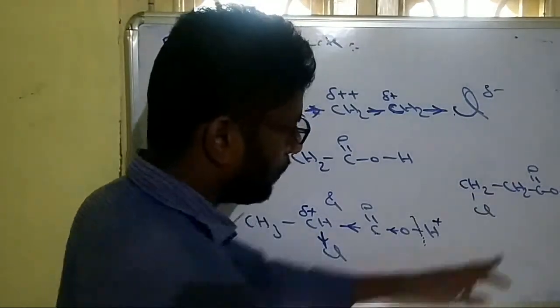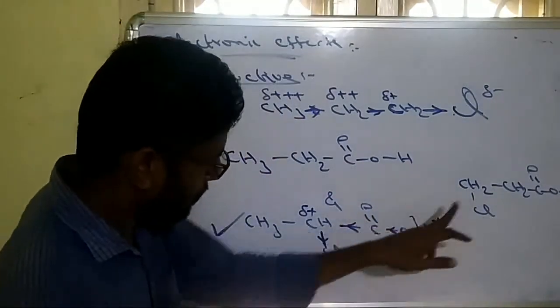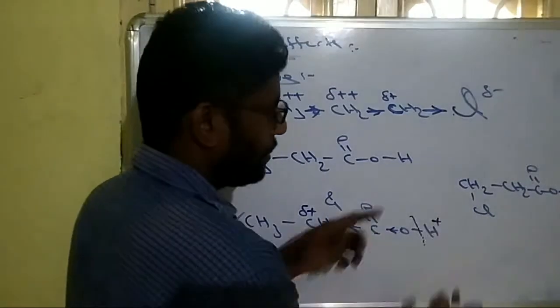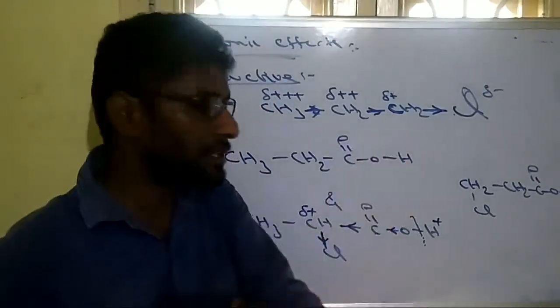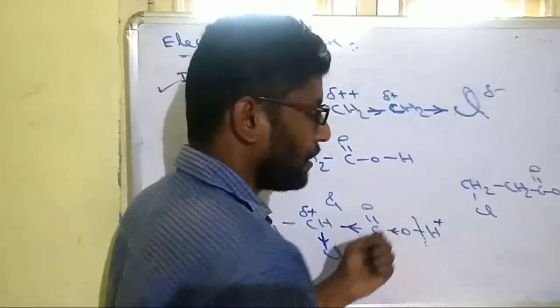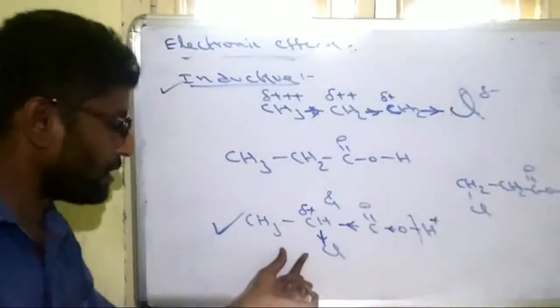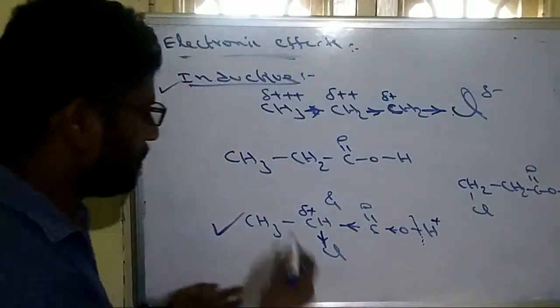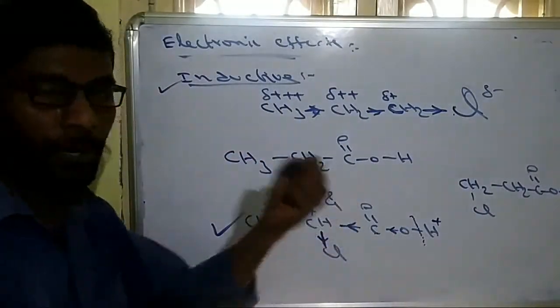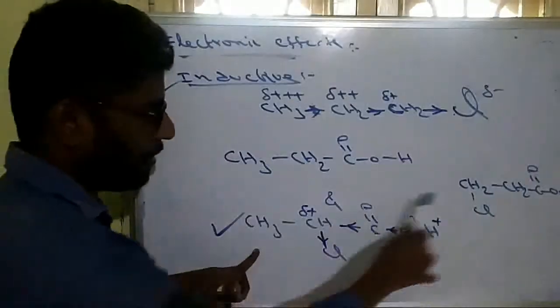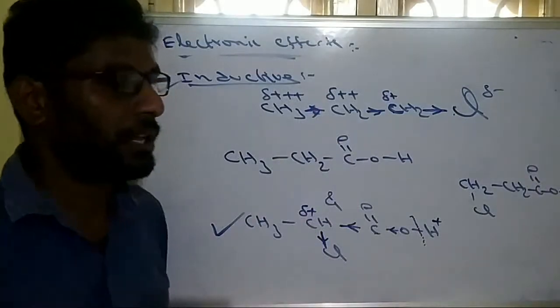Now here chlorine is on the third carbon. Here it is very near, but here there is distance. So the inductive effect decreases with distance. When the distance increases, the pulling capacity decreases. This is the second highest in acidity. Here there is no withdrawing group, so no pulling. So this is the weak acid.